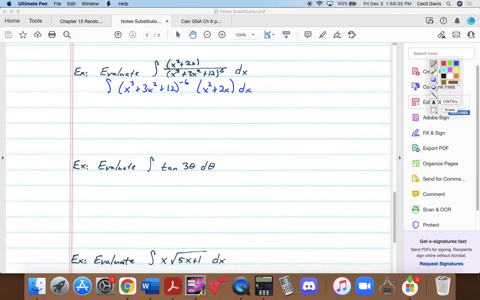Okay, so what is the derivative of my inner function here? 3x squared plus 6x. So that's what I want this to become. How can I make that? Multiply by 3. So to counterbalance that, I've got to multiply by 1/3. So this is 1/3 of the integral of x cubed plus 3x squared plus 12 to the negative 6th power times 3x squared plus 6x dx.